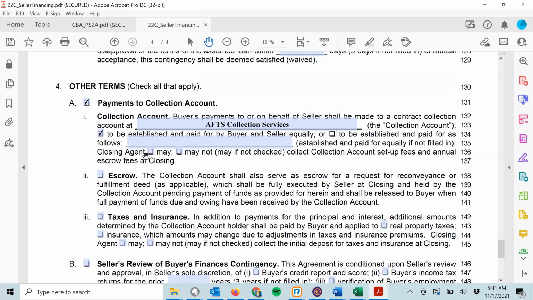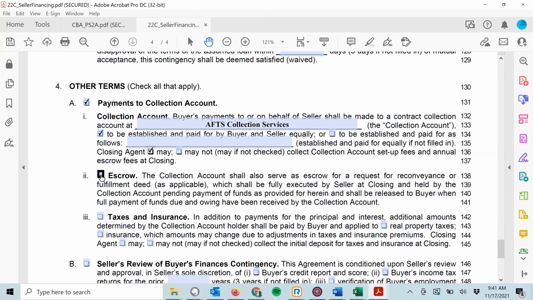Okay. Closing agent may or may not collect collection account setup fees and annual escrow fees. So the smartest way is to say, yes, we want this all set up at the closing table, and we're going to have escrow be a part of that, right?